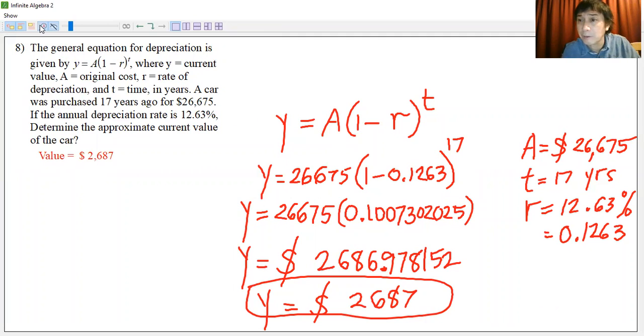So the value of the car now is 2,687. That is 17 years after it was acquired. Okay, so that's the final amount. So you see how it depreciates from brand new. Okay, after using it for hundreds of miles, all right, the car becomes depreciated to a lower amount of 2,687. All right, so that's it.